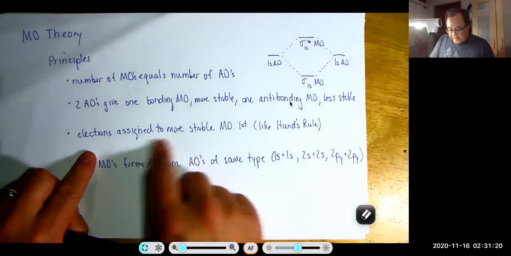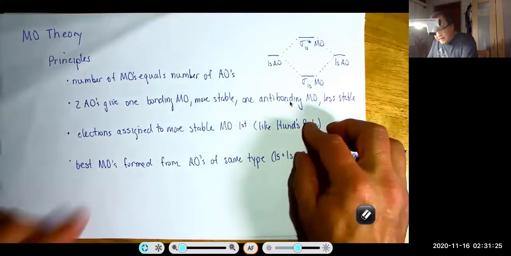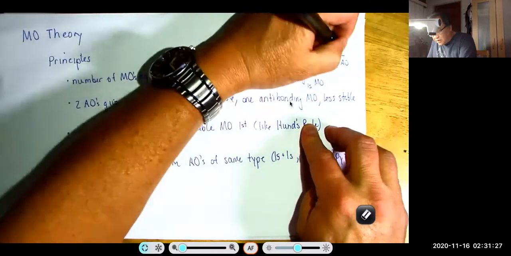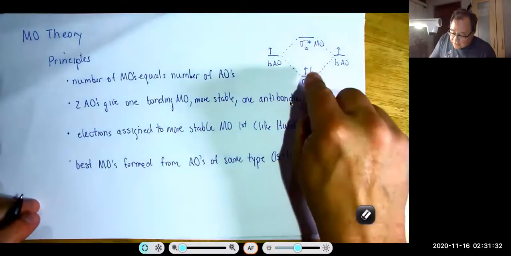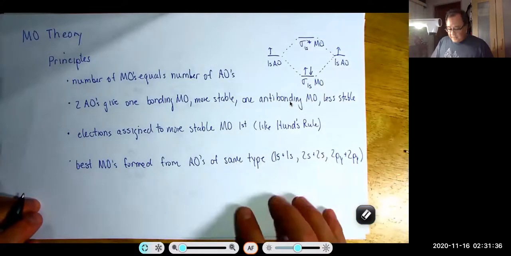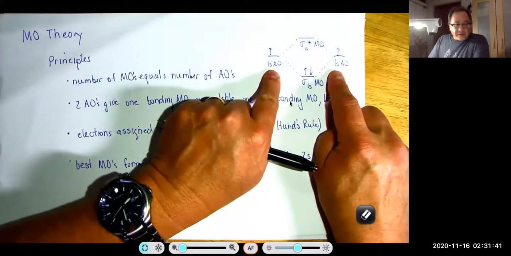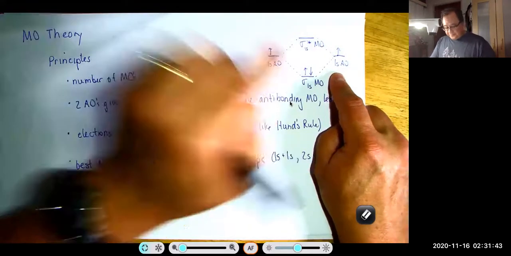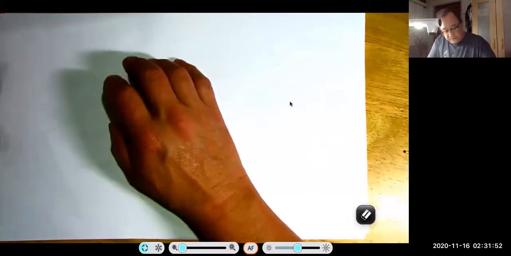Third thing we're going to say is you assign these like Hund's rule. You can't really see that here, but if we put in the electron configuration for H2, you can see that. We're going to put the 2 electrons into the more stable orbital first. And here, the other thing you can see is a 1s makes an MO best with another 1s. So let's look at bonding in Li2 and bonding in Be2.